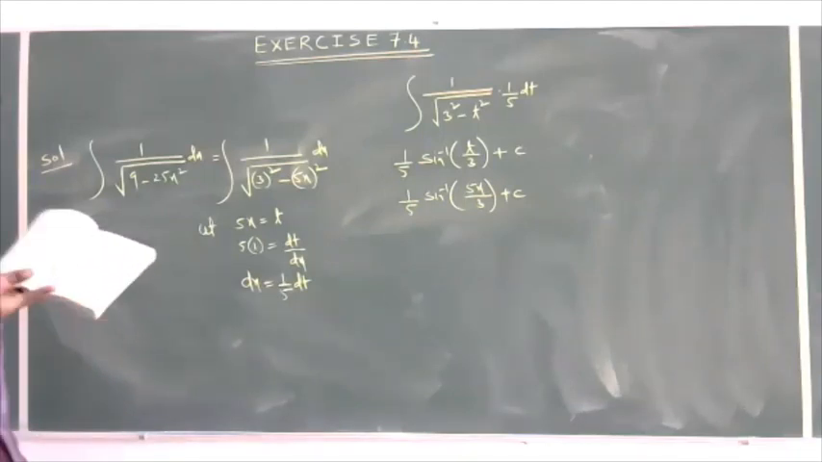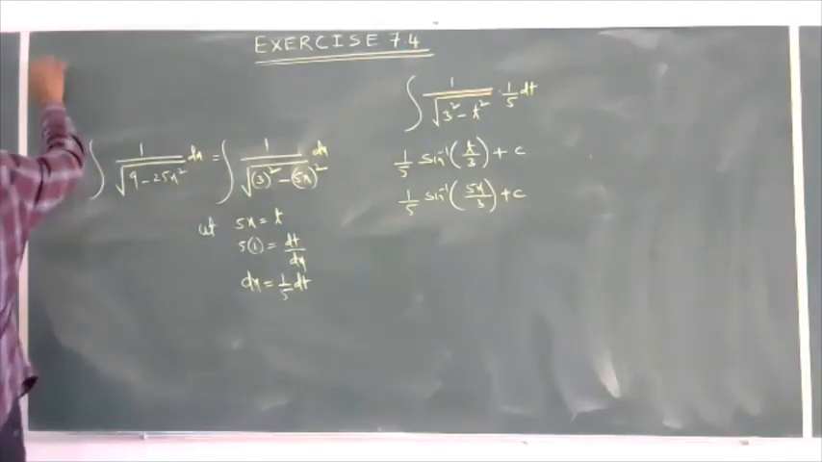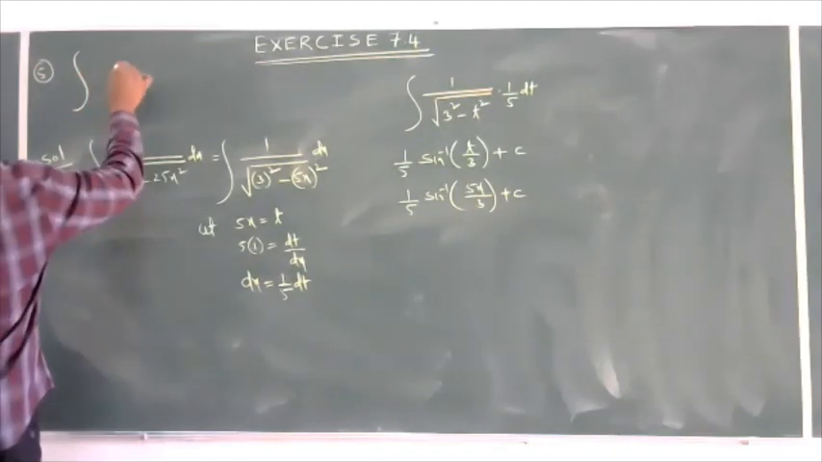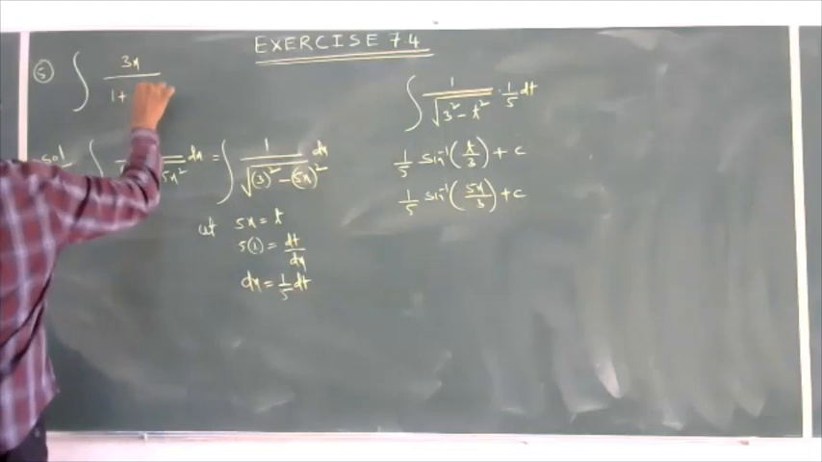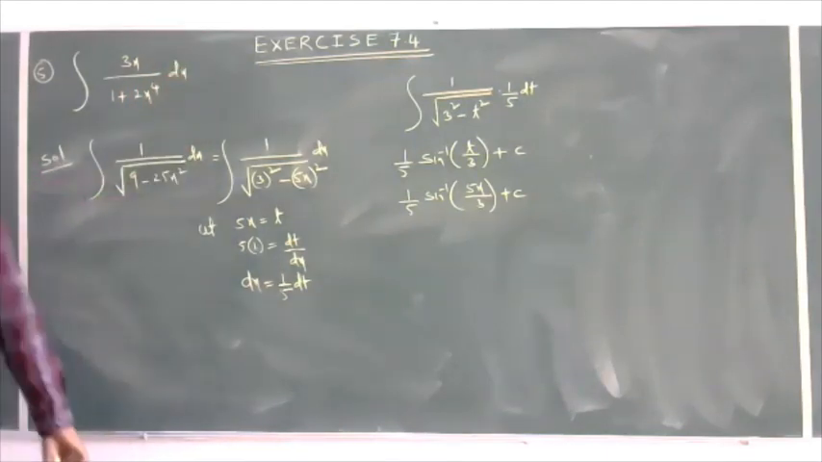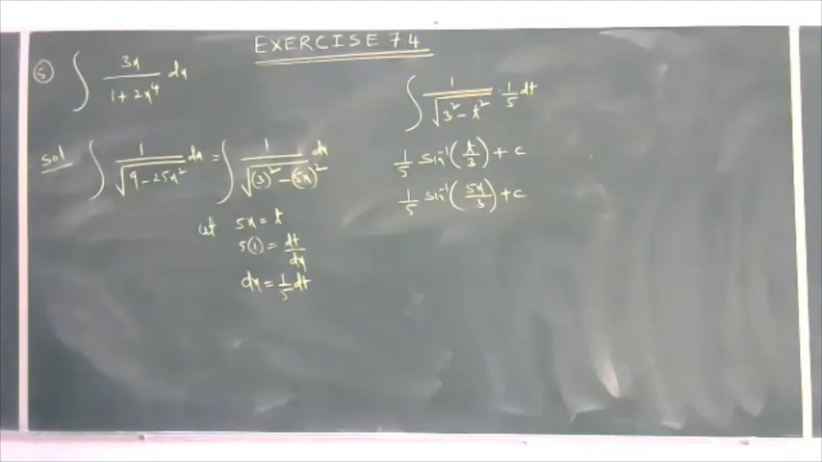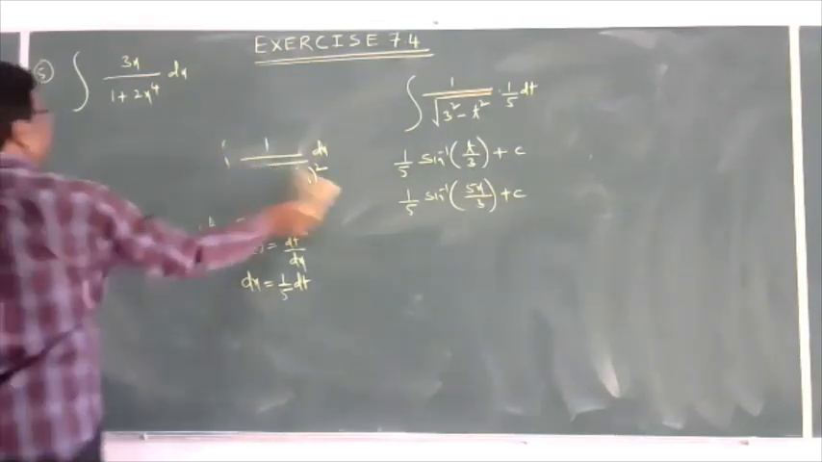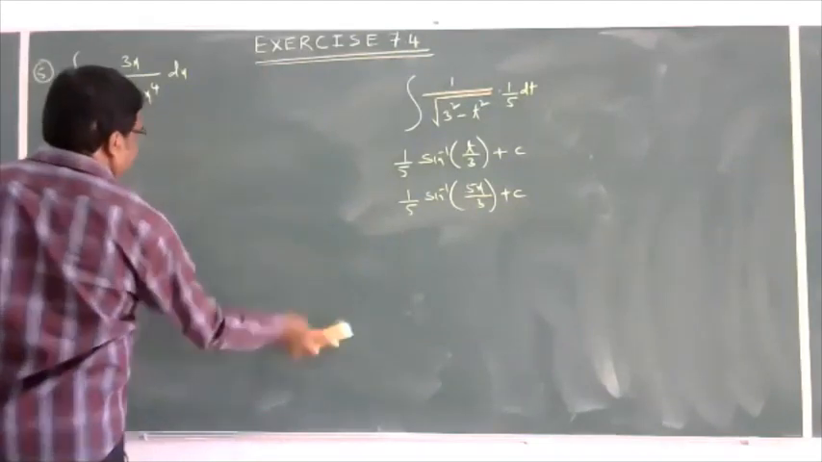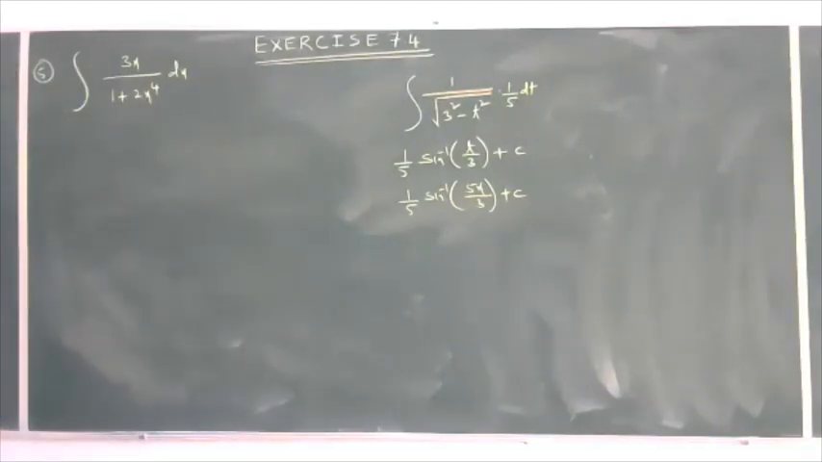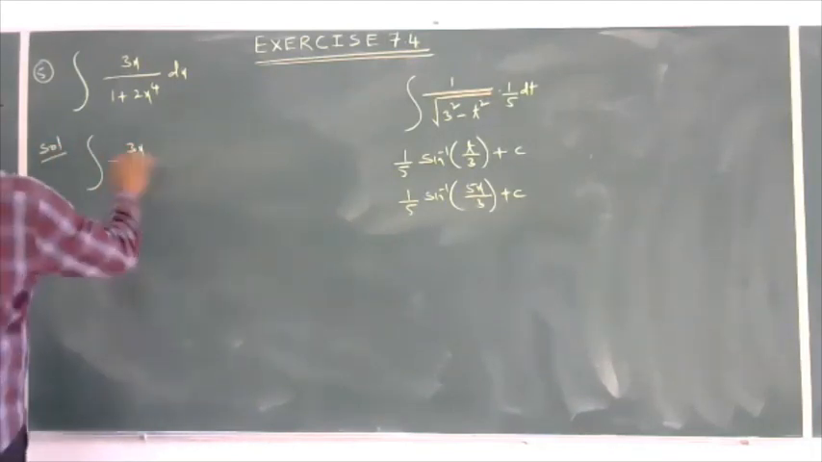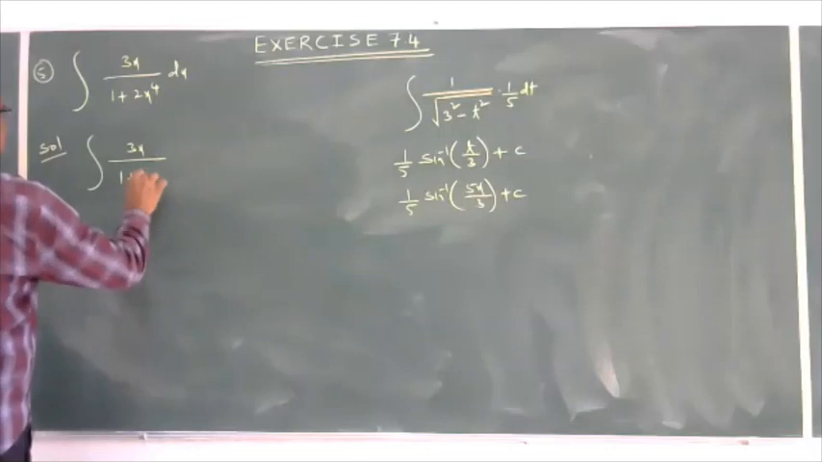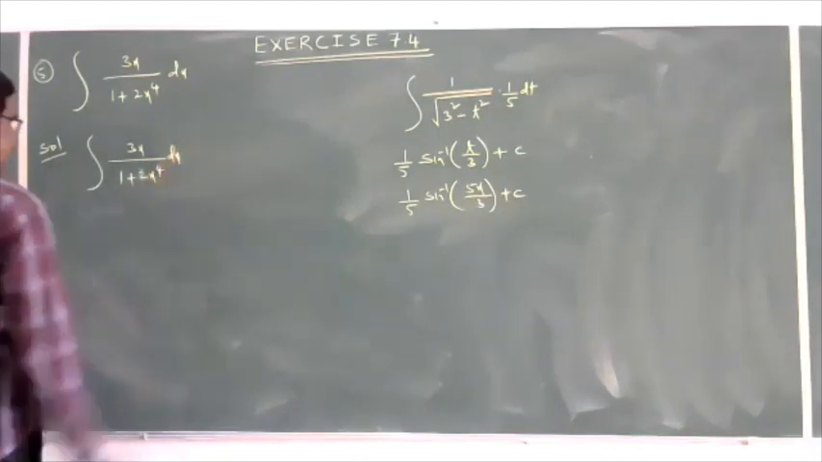Next, fifth problem. Integral 3x by 1 plus 2x to the power of 4 dx. Yes, here integral 3x by 1 plus 2x to the power of 4 dx.